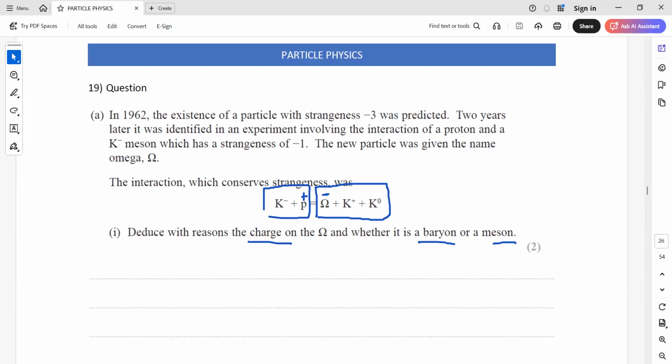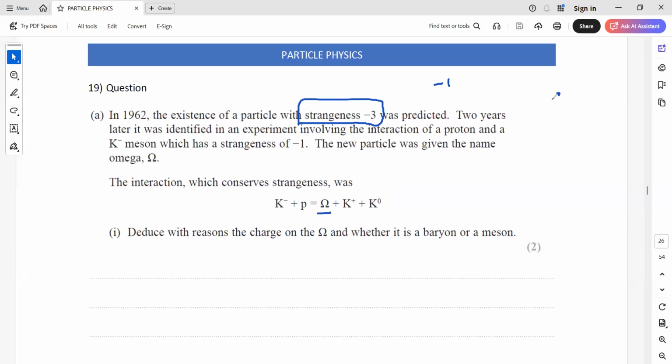As I mentioned, if it was a meson, a meson means a combination of a quark and anti-quark. So the baryon number for a meson will always be zero. But here they mention it has a strangeness of -3. The strangeness number for every strange particle is -1. So this omega should be made up of three strange particles, each of which is -1. So the strangeness number will come out -3.